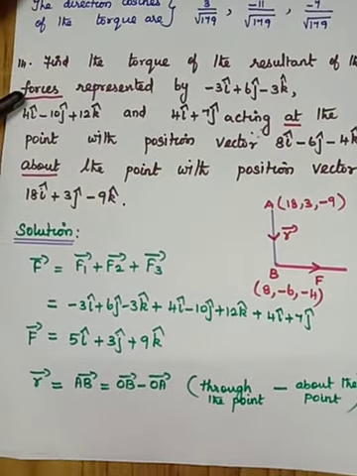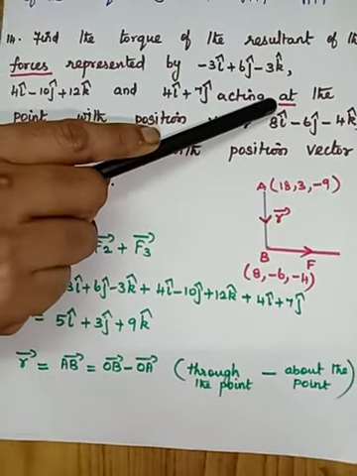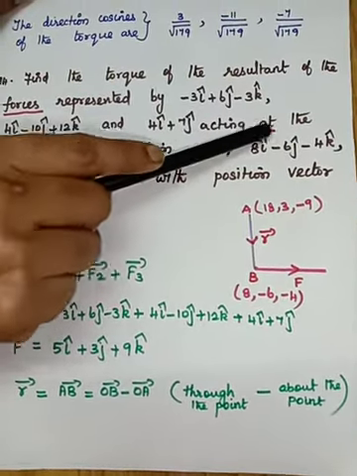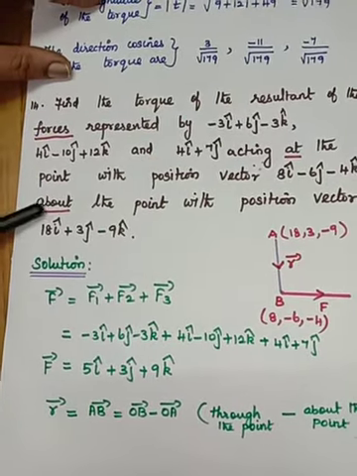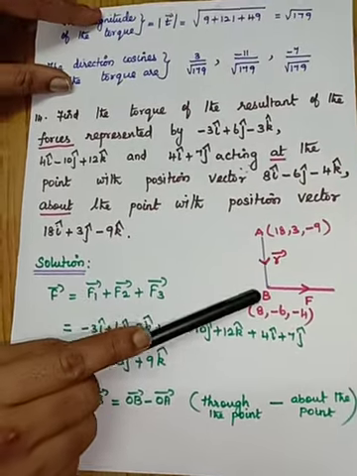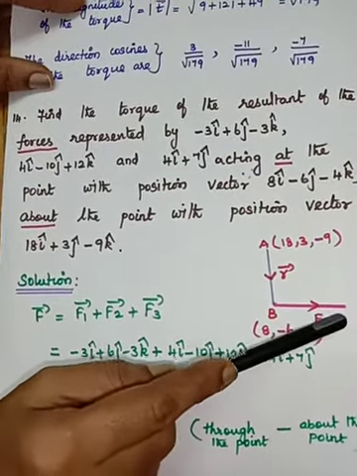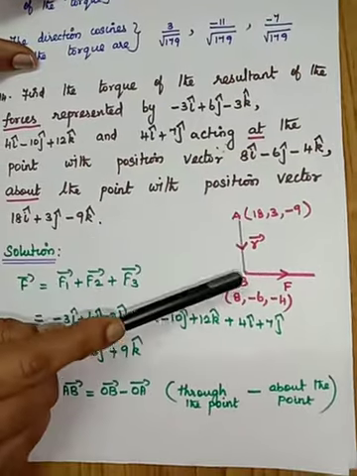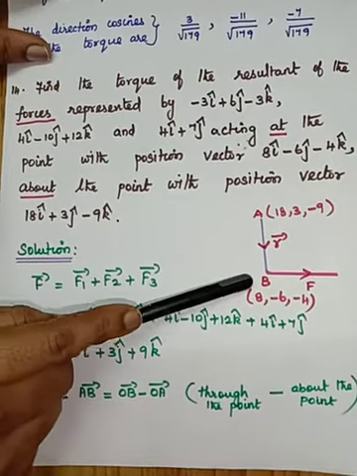So I have underlined the keywords. In the previous problem it is given through the point. Here it is acting at the point, both having the same meaning. So I have underlined the words at the point, and here about the point. You look at this: 3 forces acting at this point on the particle, so that the particle turns about this point. So A is the about the point and B is the forces acting at this point or through the point.